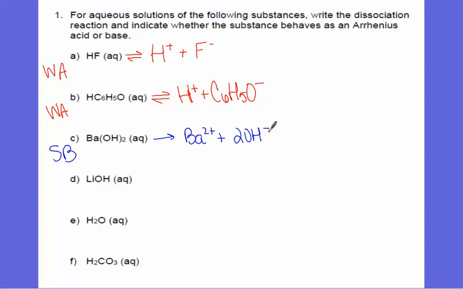Cool. Feeling good about this? All right, what about LiOH? That is a strong base because it's group 1 with hydroxide. So what arrow are we using? Yep, a single arrow. Sometimes we might call that a strong arrow.